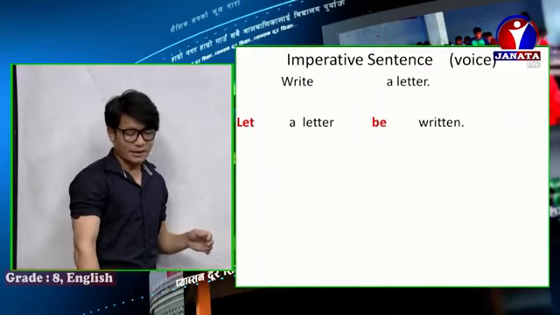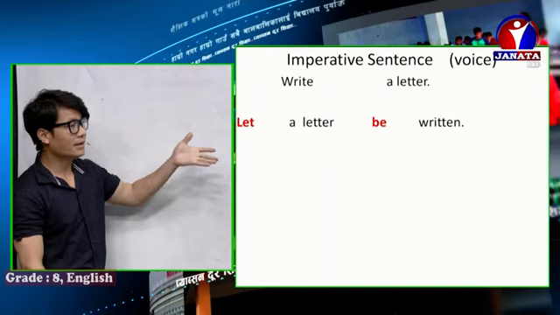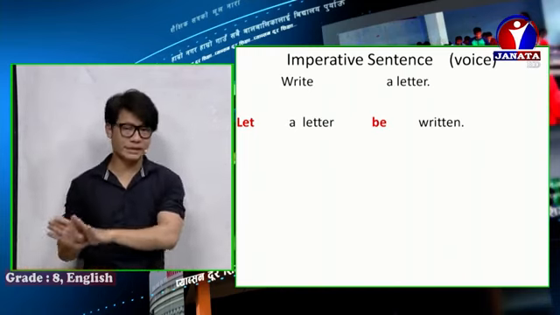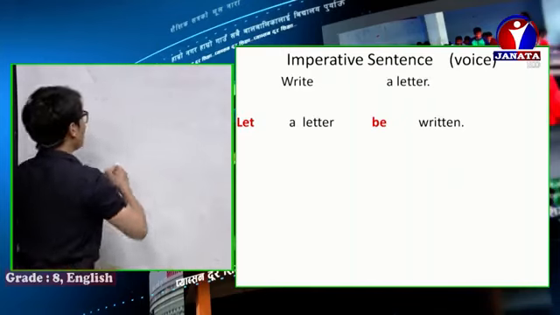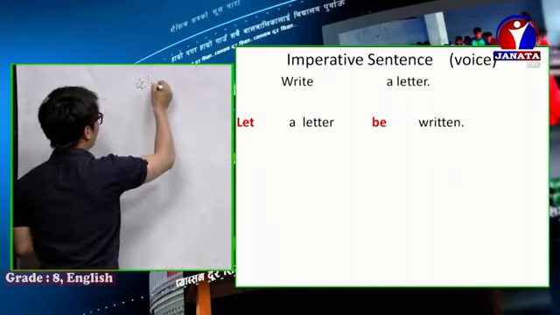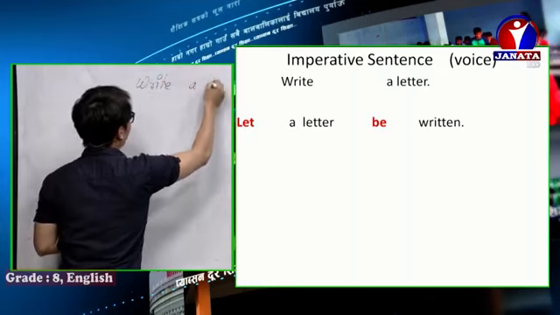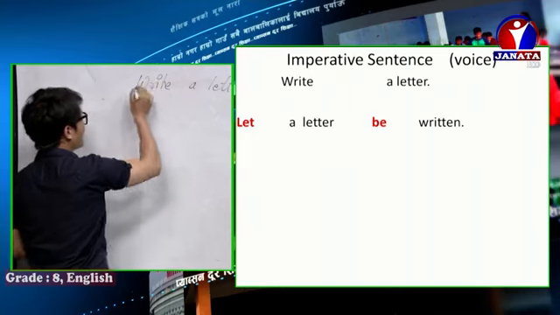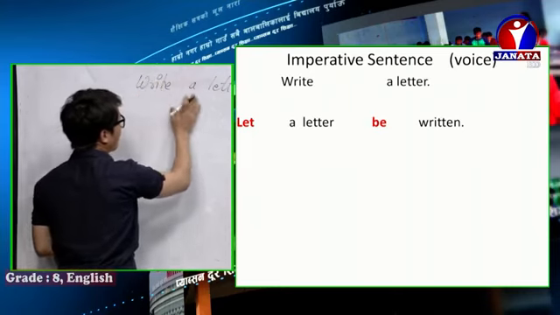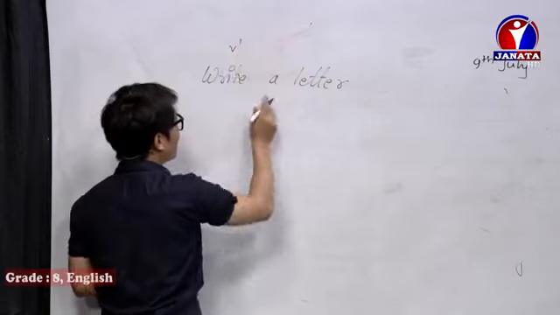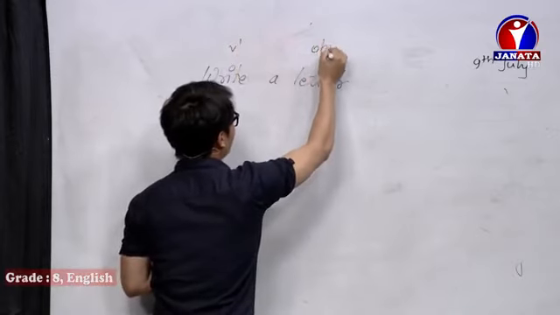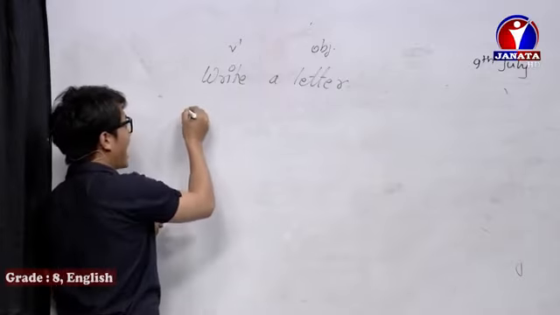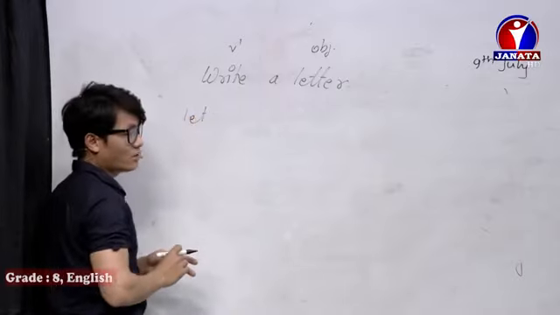Suppose write a letter. This is a simple sentence. When there is such a simple imperative sentence like "write a letter," it starts with the main verb. Write is the main verb, and a letter is the object. In such a case we need to use the word let.